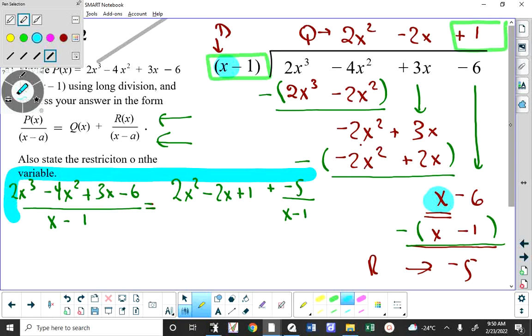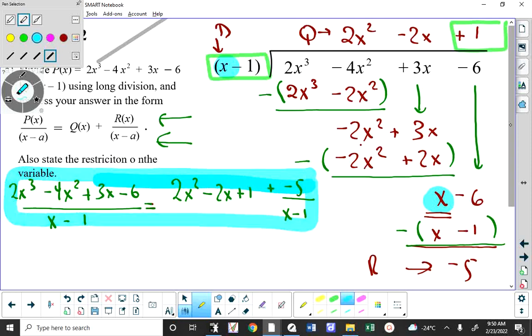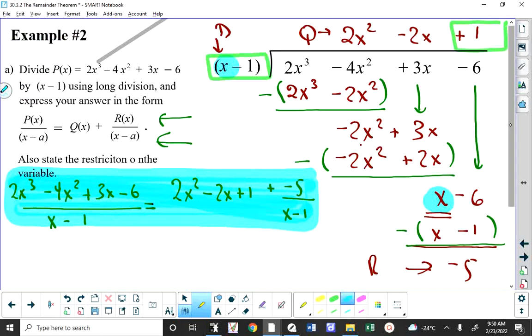So I don't want you to visually blend the two things together. This is the result. And I've got plus negative 5 over x minus 1. You'd probably just write minus 5 over x minus 1. I'm not going to worry about it if you have questions about that, because as I said, this is for the Math 31 students and for calculus students, okay?